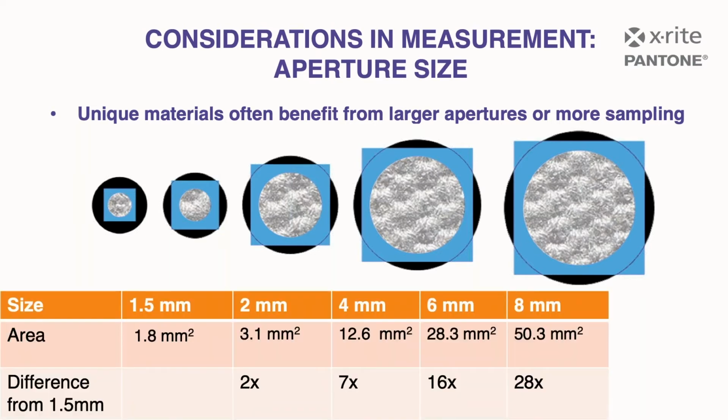And then last, here we can see that we're getting 28 times the area with an 8 millimeter aperture than we would with a 1.5 millimeter aperture. So you can just get an idea of how much more averaging we're getting to take out issues of consistency and texture and so forth.